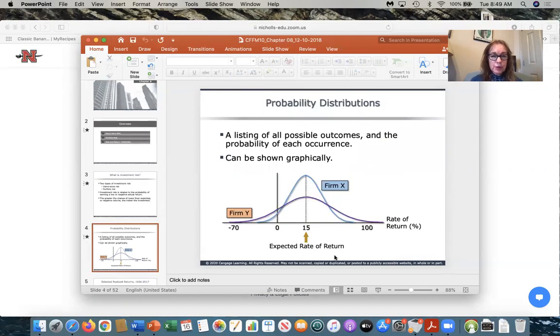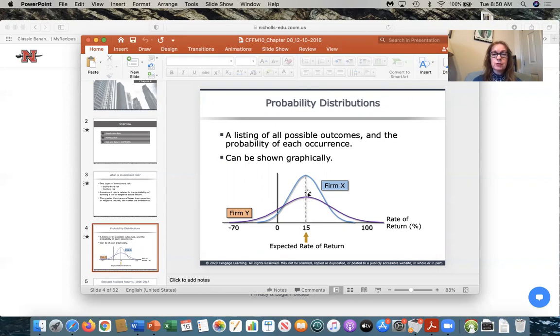You may remember these curves from QBA 282 and 283. This is just your normal distribution. And this is showing that the expected, the average rate of return on this stock, for firm X and for firm Y, both have an average rate of return, which they call an expected rate of return, of 15%. So what this is saying is that over the years, on average, you would expect to receive a 15% return from either of these stocks.